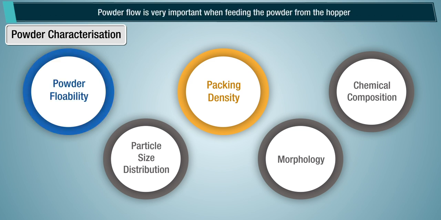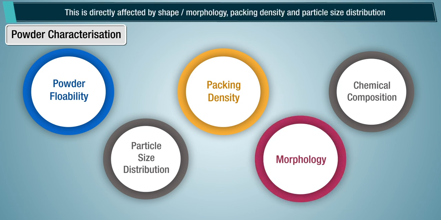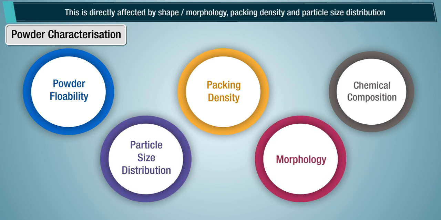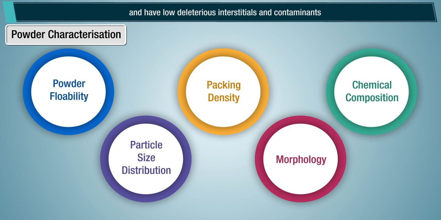Powder flow is very important when feeding the powder from the hopper, and for creating consistent layers across the powder bed. This is directly affected by shape, poor morphology, packing density and particle size distribution. Additionally, powder needs to meet alloy specification, chemical composition, and have low deleterious interstitials and contaminants.